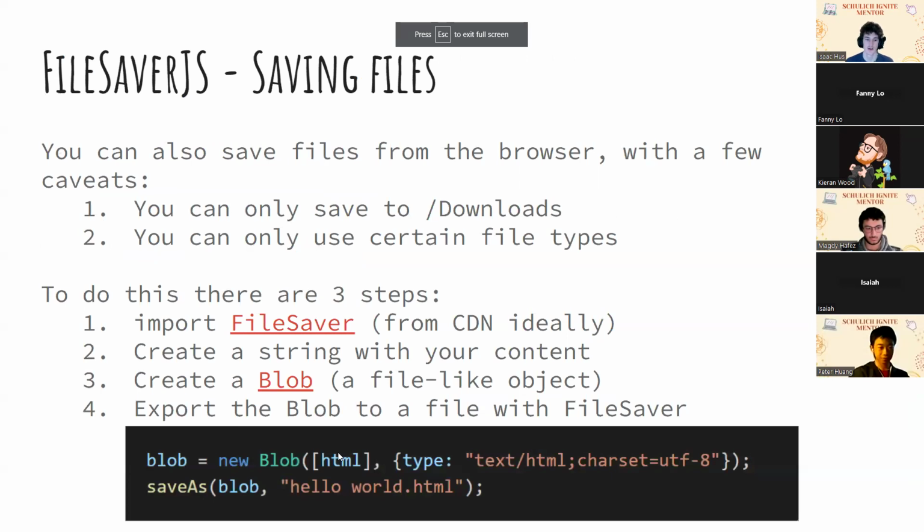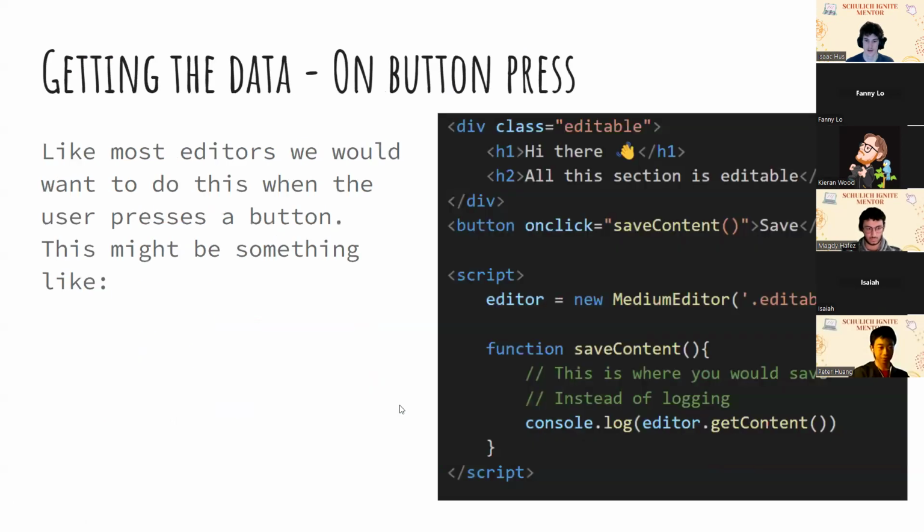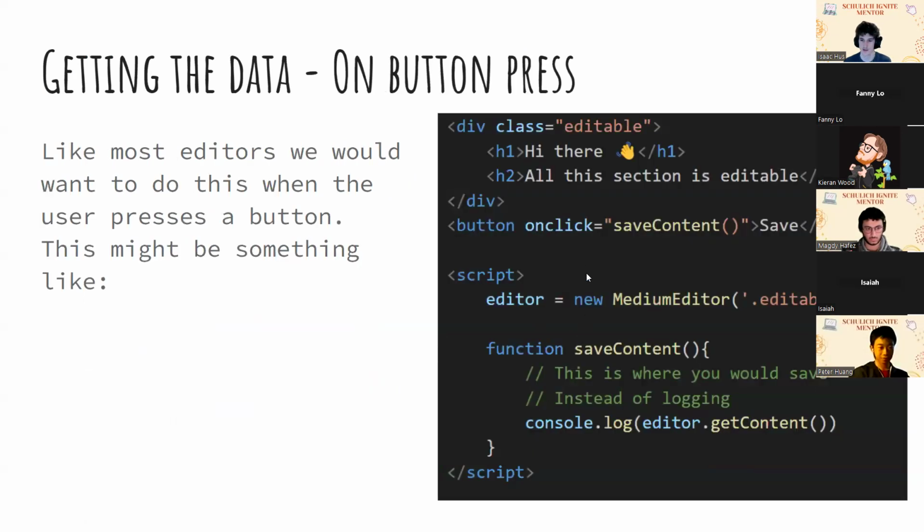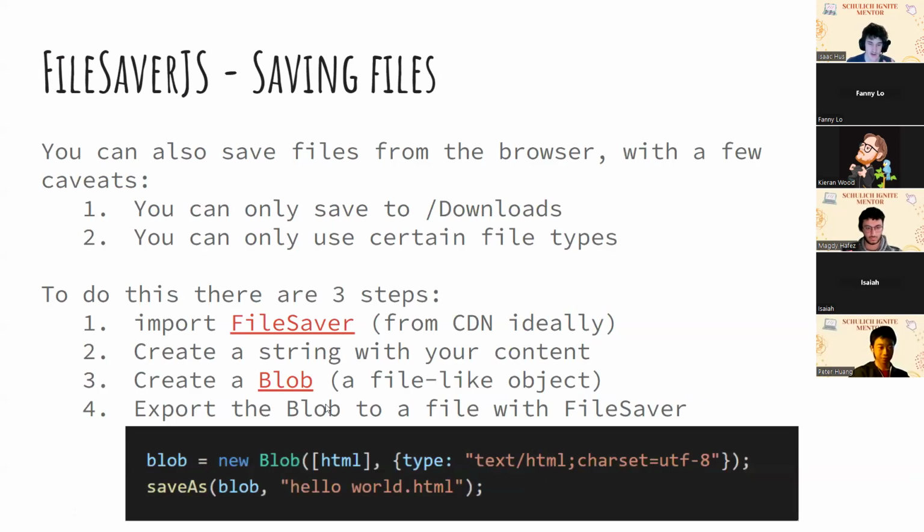So saving files, we're just going to save as a blob. A blob is kind of a generalized term for just a file. And that's how we're going to use this. We're going to save the blob as this text, and this HTML, I believe, we get from editor.getContent. Then we'll put that in there and save it as a blob so we can save it as a file.